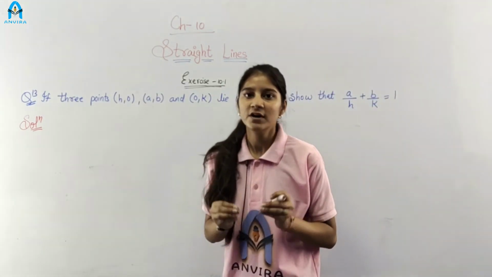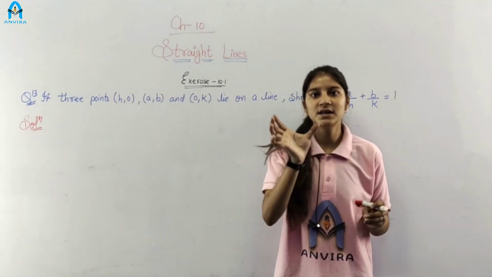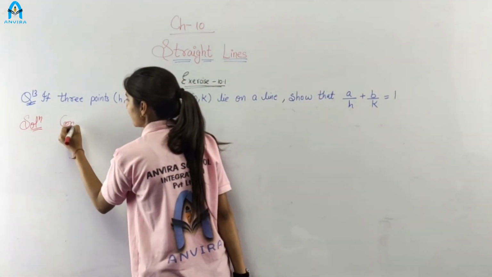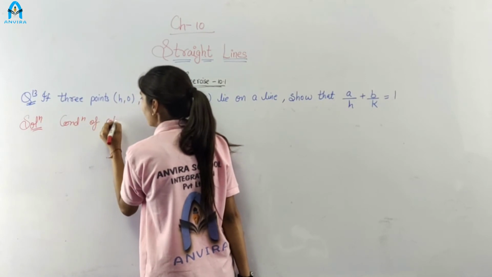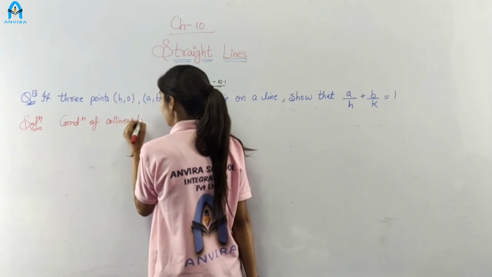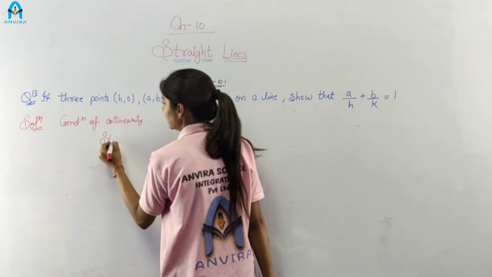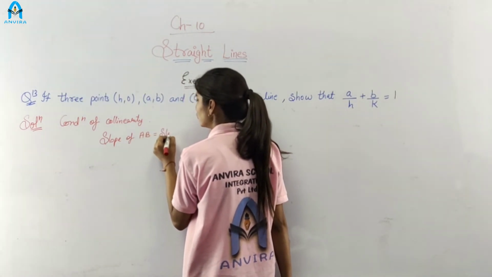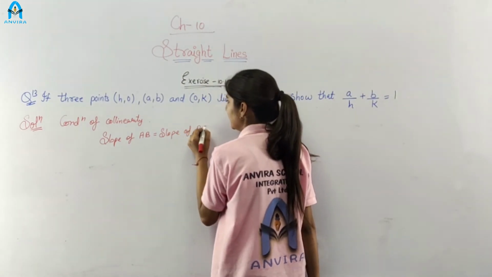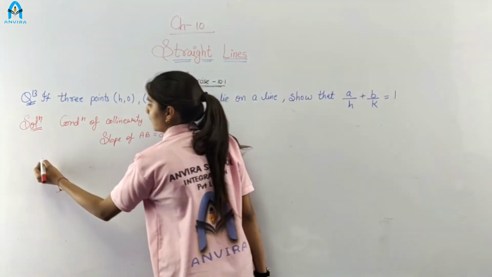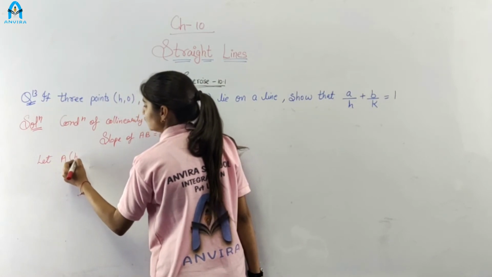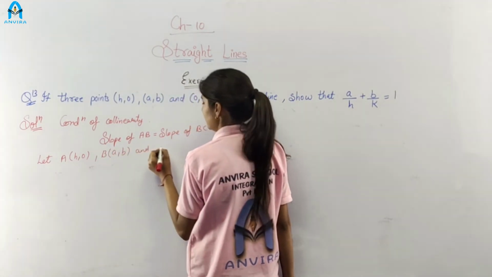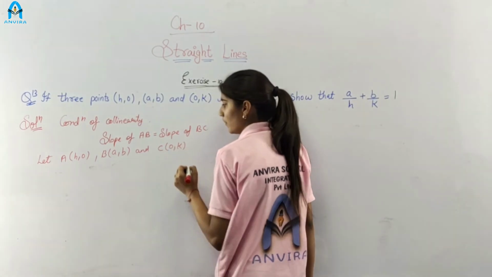We know that if 3 points are on a single line, then these 3 points are collinear to each other. So the condition of collinearity is, what is our condition of collinearity? Slope of AB is equal to slope of BC. Here let A be (h, 0), B be (a, b) and C can be written as (0, k).